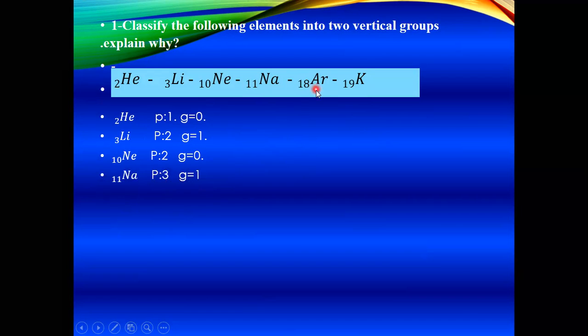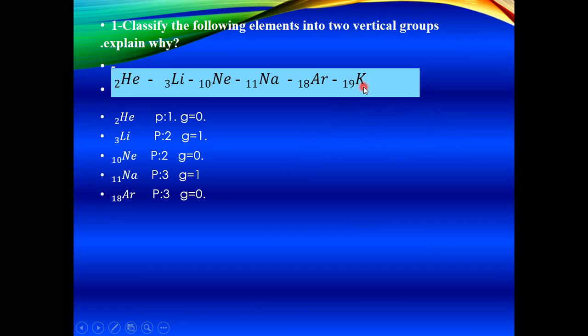تعالوا نشوف الاكزامبل. Ar، argon 18. Electronic configuration 2 8 8. How many energy levels؟ 3. 3 energy levels معناه إن هو period كام؟ Period 3. Is the outermost completely filled ولا لا؟ أيوه، 2 8 8 معناها إن هو completely filled with electrons، على طول بحط group 0 لأنه inert gas.